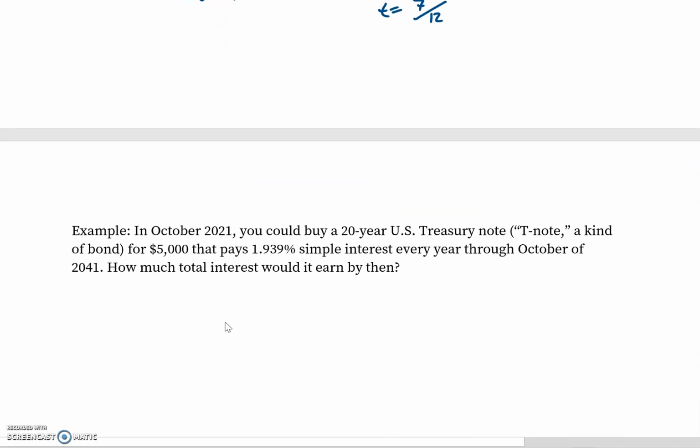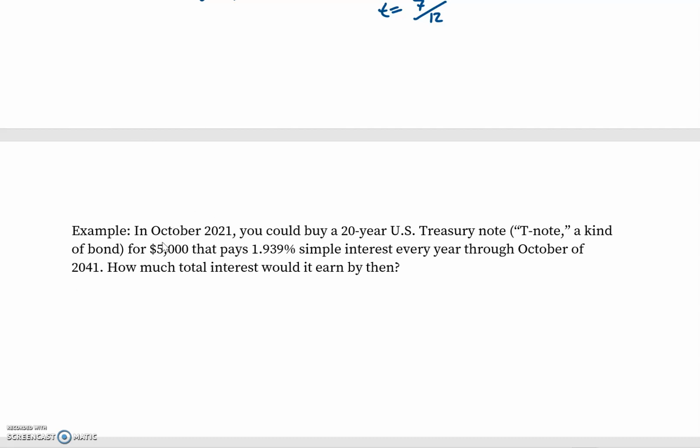Okay, let's look at another example here where we're applying this. So one time where you see simple interest quite a bit are Treasury Notes. This is a type of bond. And so basically what happens is you give your 5,000 to an entity. In this case, it's going to be the US government. And they're going to pay you back simple interest every year for a long time. In this case, it's for 20 years. And at the end of all that, you're going to get your $5,000 back. So very similar to the scenarios we were talking about. There is a penalty for early withdrawal usually. But anyway, this is sort of the idea.